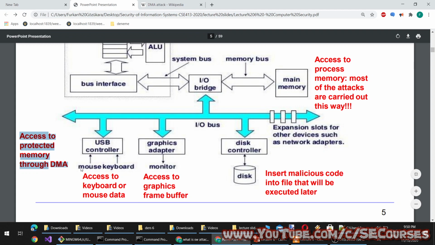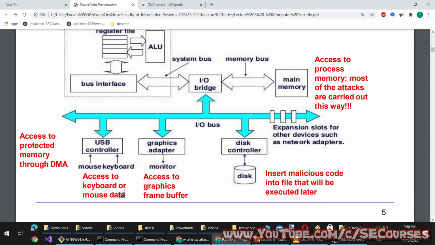Okay, so USB controller, mouse, keyboard. This is one of the most common ones, which are keyboards, keyloggers. With keyloggers, hackers can read your mouse input and keyboard input. Therefore, they can steal your passwords and other sensitive information and such.